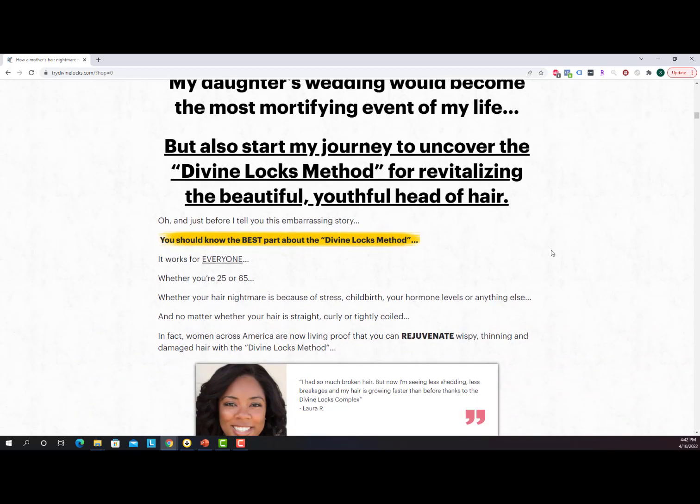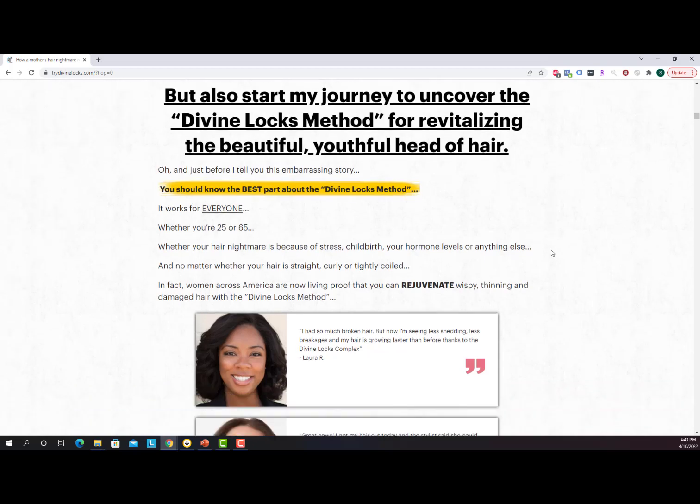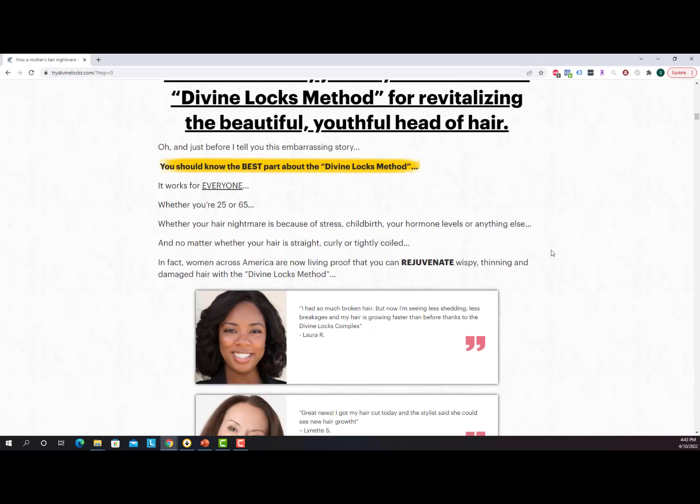Now you're going to give them a few more breadcrumbs. You should know the best part of the Divine Locks method. It works for everyone, whether you're 25 or 65. Stress, childbirth, hormone levels, whatever the root cause is, whether your hair is straight, curly, or tightly coiled, it works for everyone. Okay, that's good to know. That means I'm going to keep reading because that means that there may be a solution for me as the reader with the problem that I'm having.